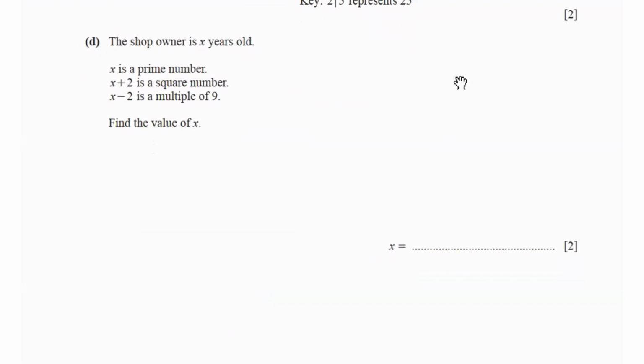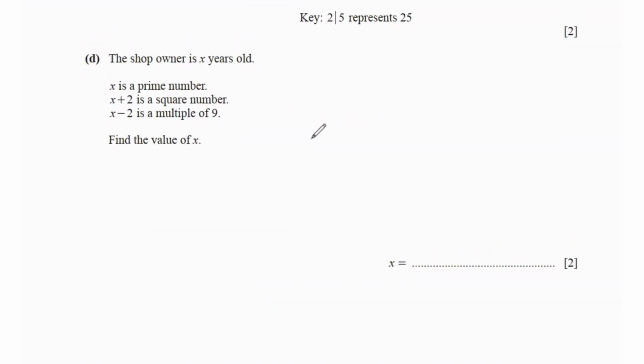For this, the shop owner is X years old. X is a prime number, X plus 2 is a square number, and X minus 2 is a multiple of 9. Find the value of X. So for this, I'm going to start with the second statement first. X plus 2 is a square number, and I'm going to say that it equals y squared because y is a square number.